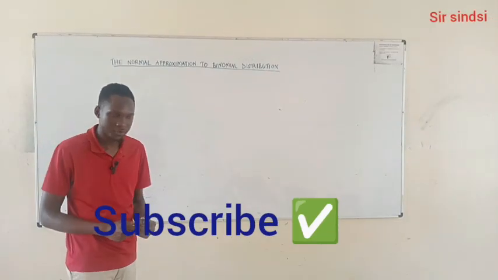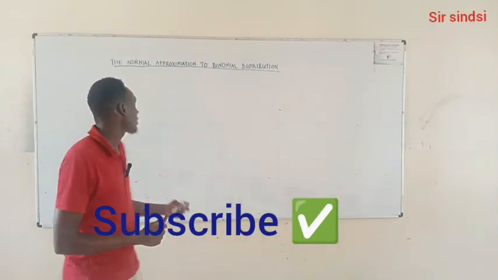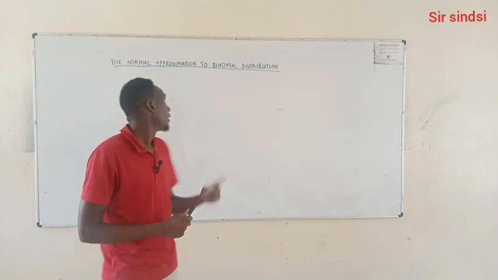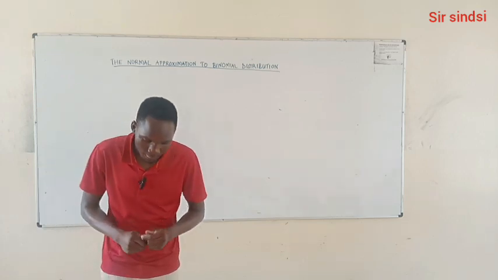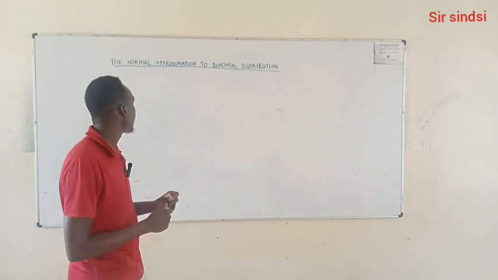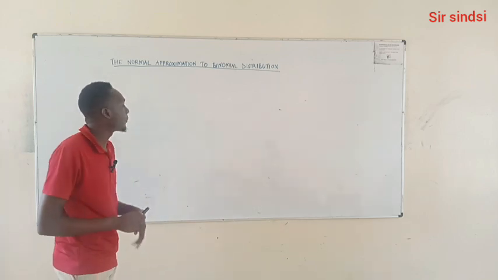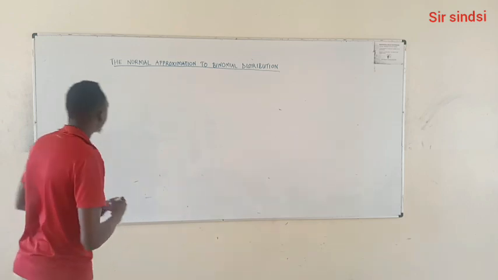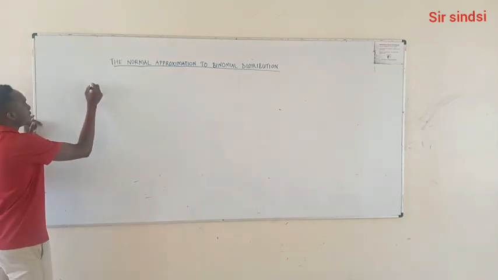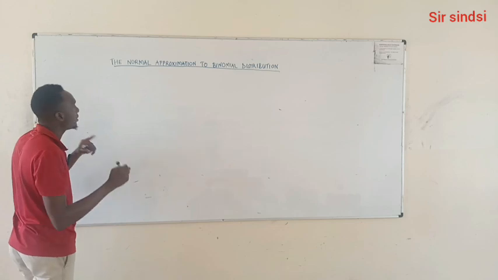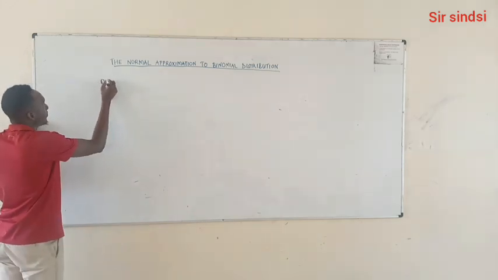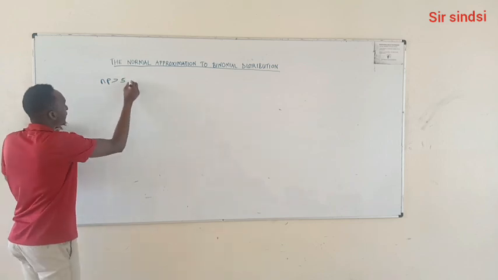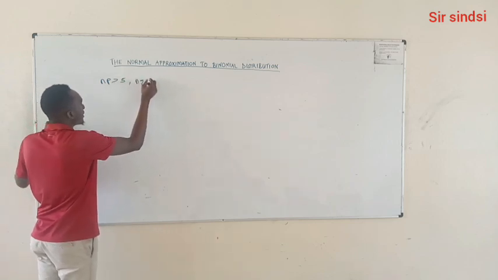Our discussion today is about the normal approximation to the binomial distribution. So, when do we use the normal approximation in approximating the binomial distribution? Number one, the normal approximation can be used when NP is greater than 5 and NQ is greater than 5.